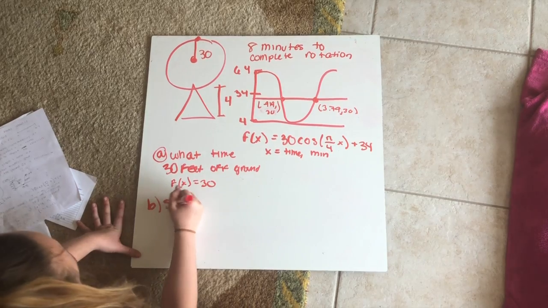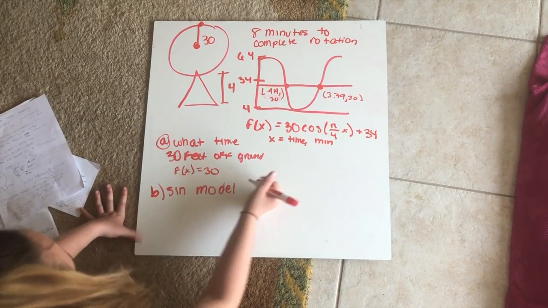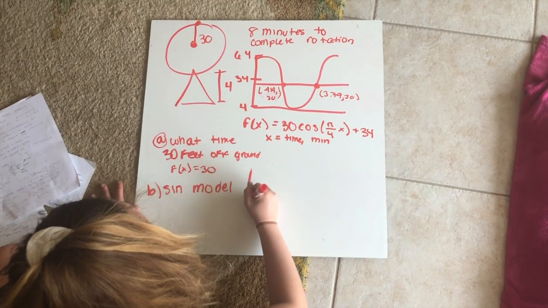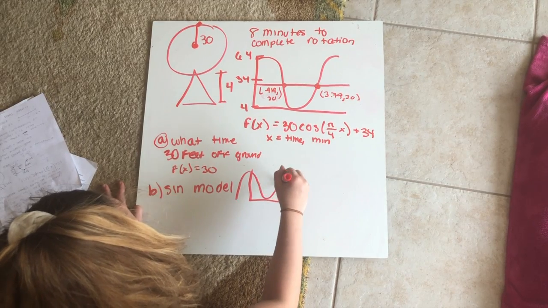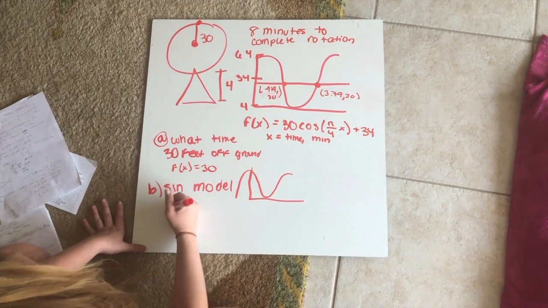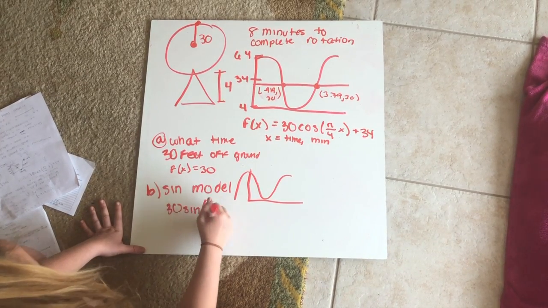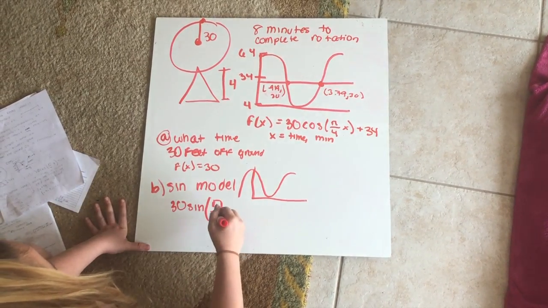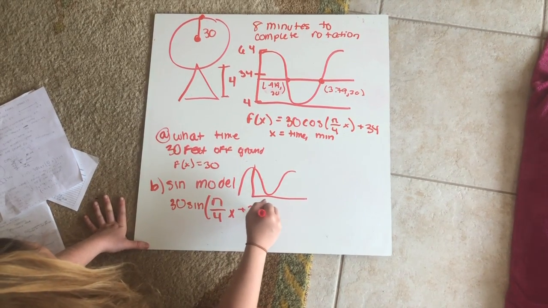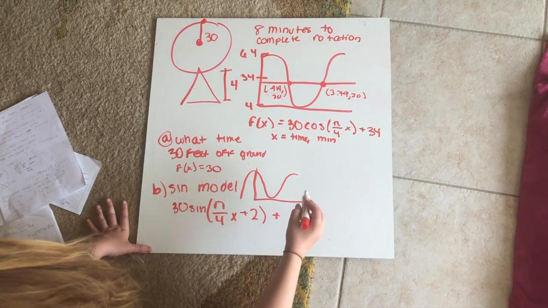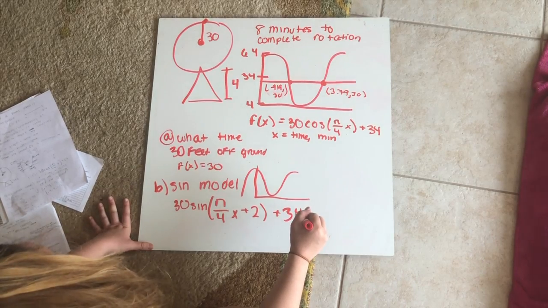In our last part of this problem, we are asked to model the same situation but use sine. This is very simple in that the only difference is that sine is shifted over to the left 2, which is really 1/4 of our period. If you draw that, it shows how sine is just moved over slightly, and our new equation is 30 sine pi over 4 times x plus 2, plus 34.